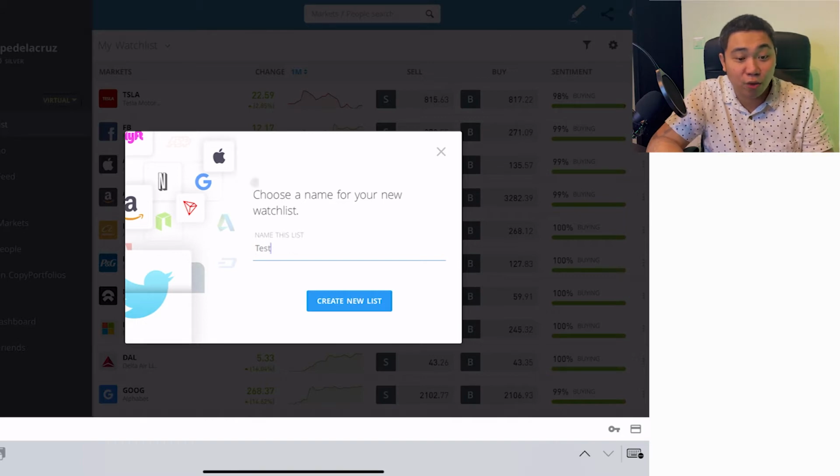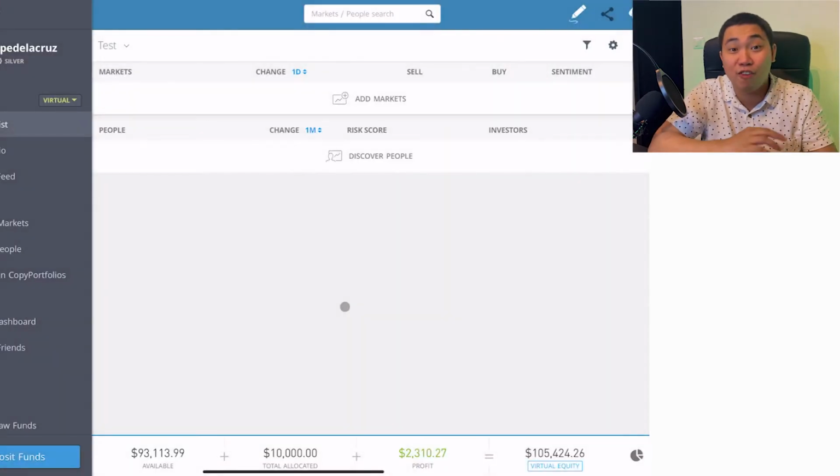Click on Create New List and you will be able to have a very fresh sheet of a watch list that you can populate with whatever you want to put in. You will notice that you will have markets, which we will talk about, the basic securities that you can add, and you would have people, because you can actually also put people in a watch list.